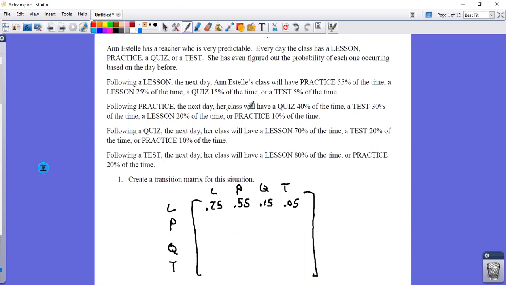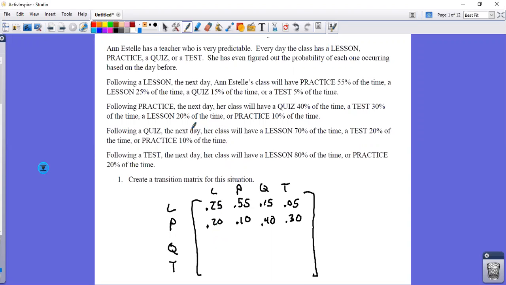Following a practice, the next day, quiz is 40%, 30% chance she has a test, 20% chance she has another lesson, and just a 10% chance she has more practice. And again, those would add up to 100%.